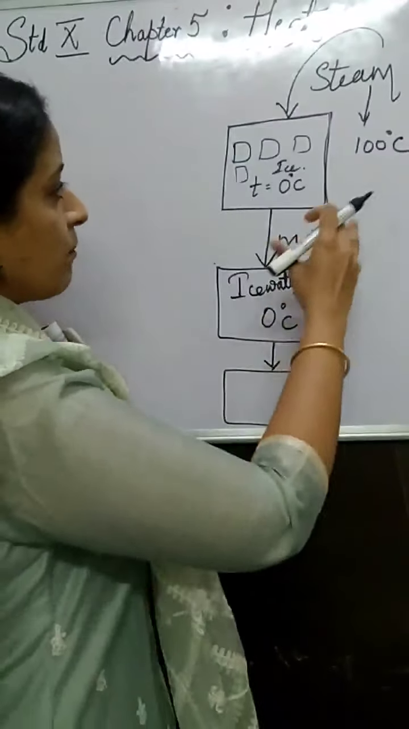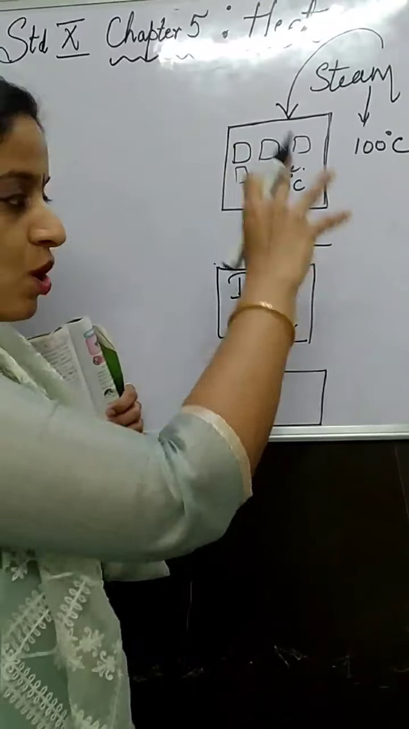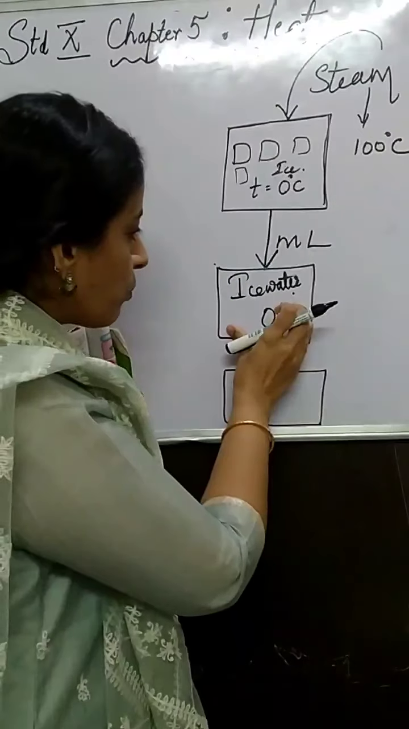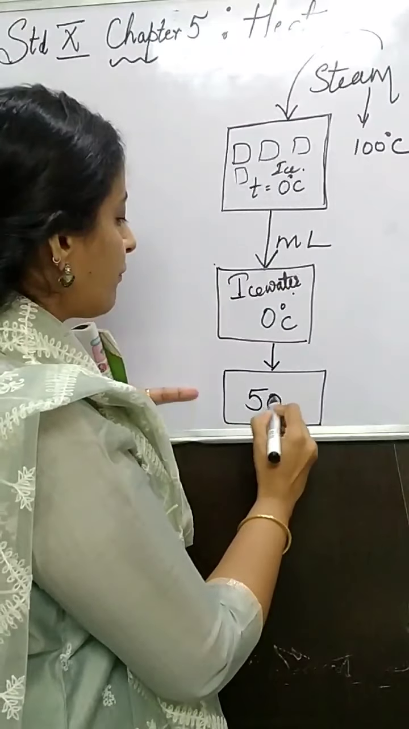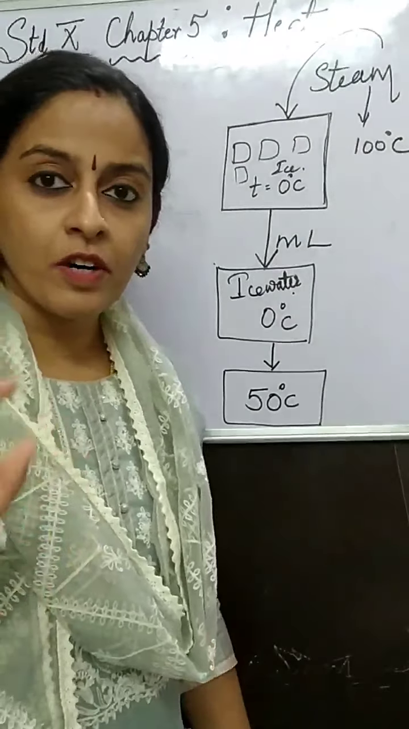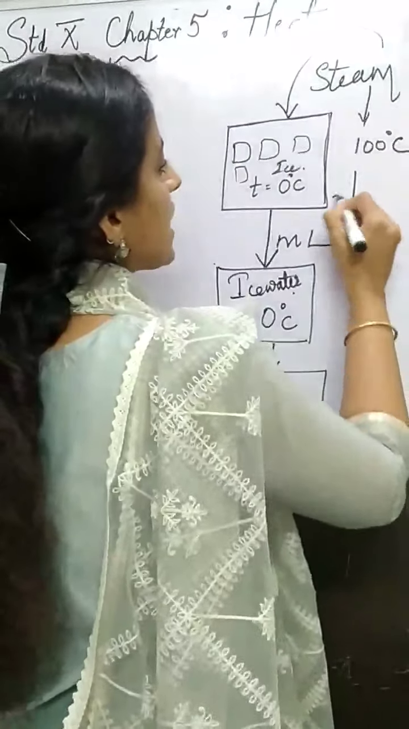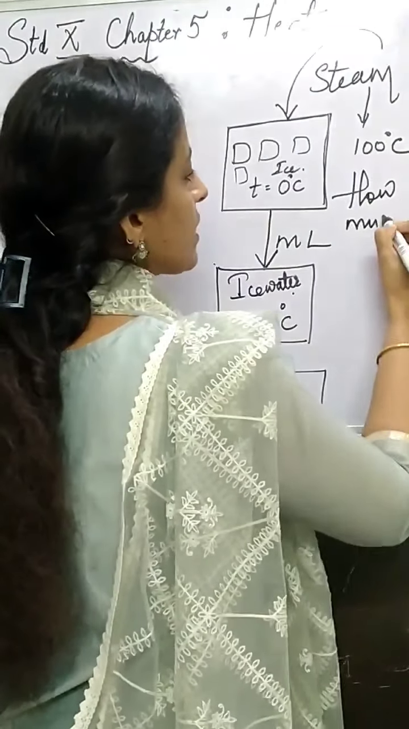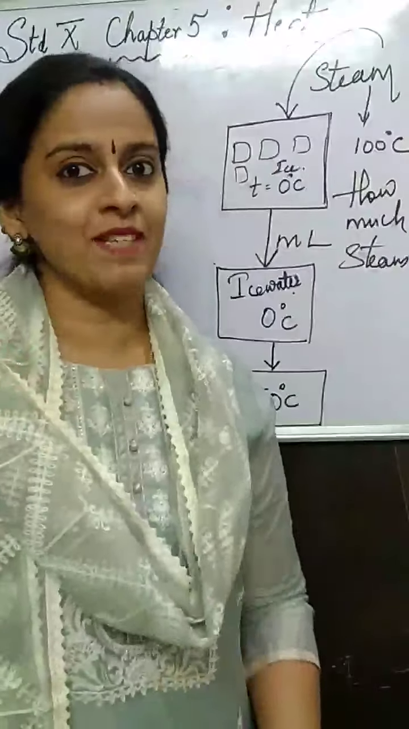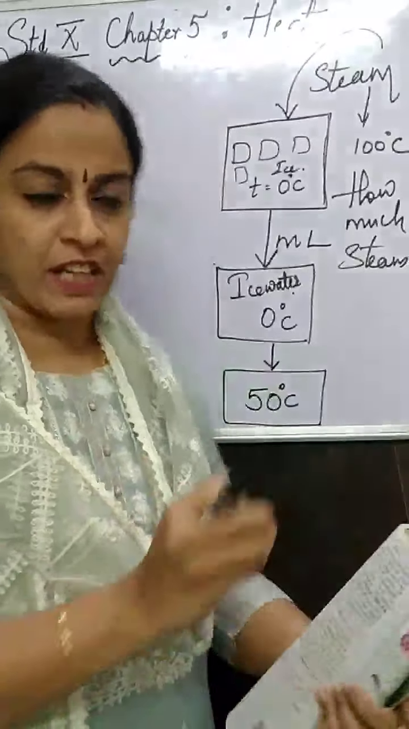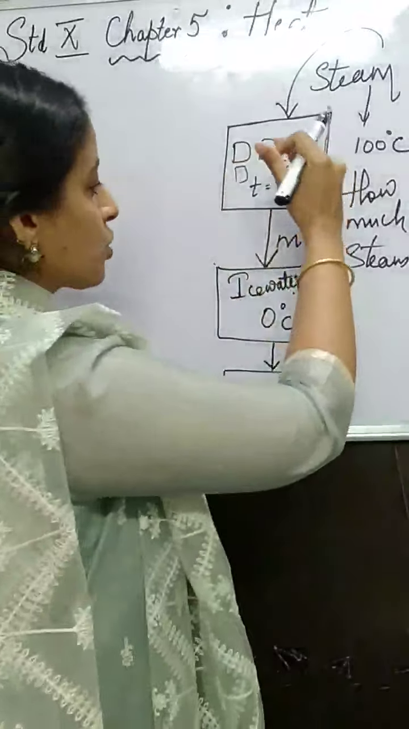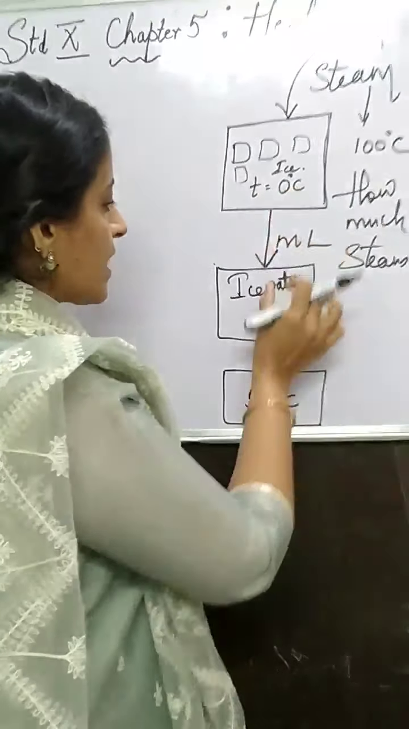So how much steam should you put into this ice so that the ice will melt and that water will be converted into 50 degrees Celsius water? Understood? Okay. So our question is how much steam should be given? That is, the mass of the steam is asked. How much steam should be given to this ice so that what all action should take place here? Ice should melt. Okay. Temperature is same.